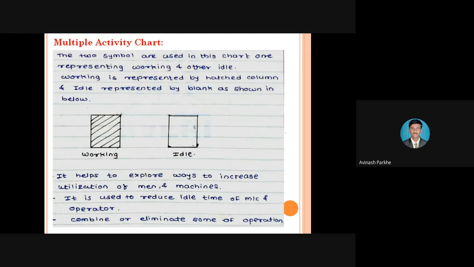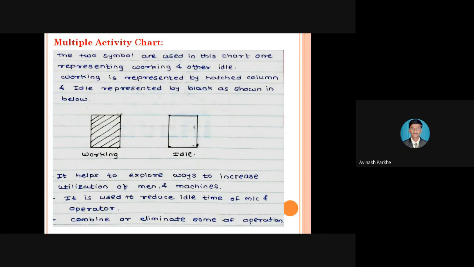Now today we will discuss the multiple activity chart. The name itself suggests multiple activity, meaning two input resources are there. One is the man and another is the machine. So a single operator can perform a number of operations on one machine, or sometimes one operator can handle a number of machines. That means he is doing multiple activity.